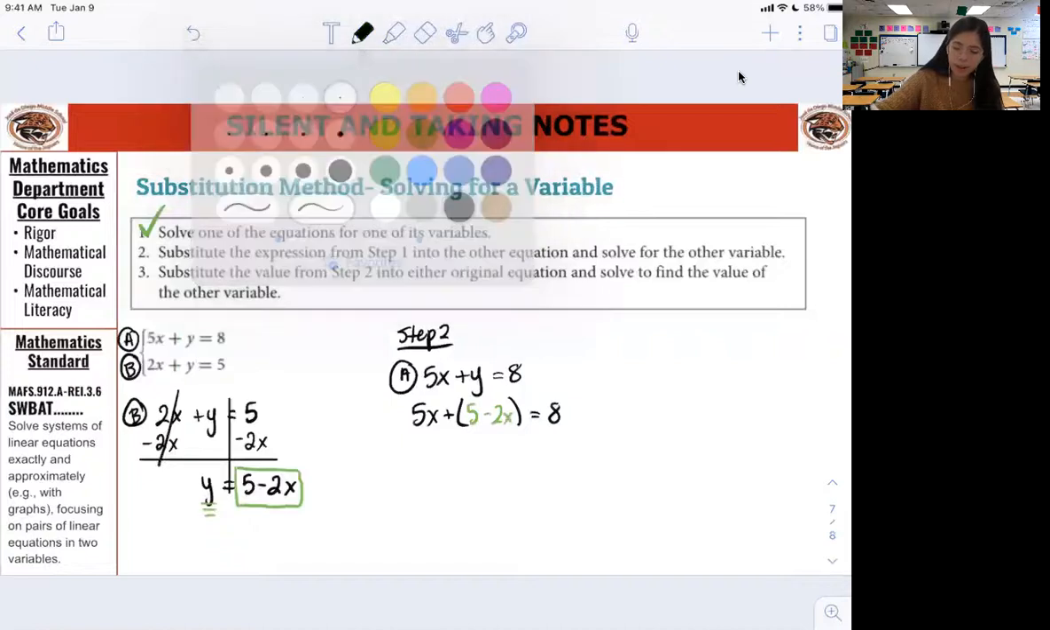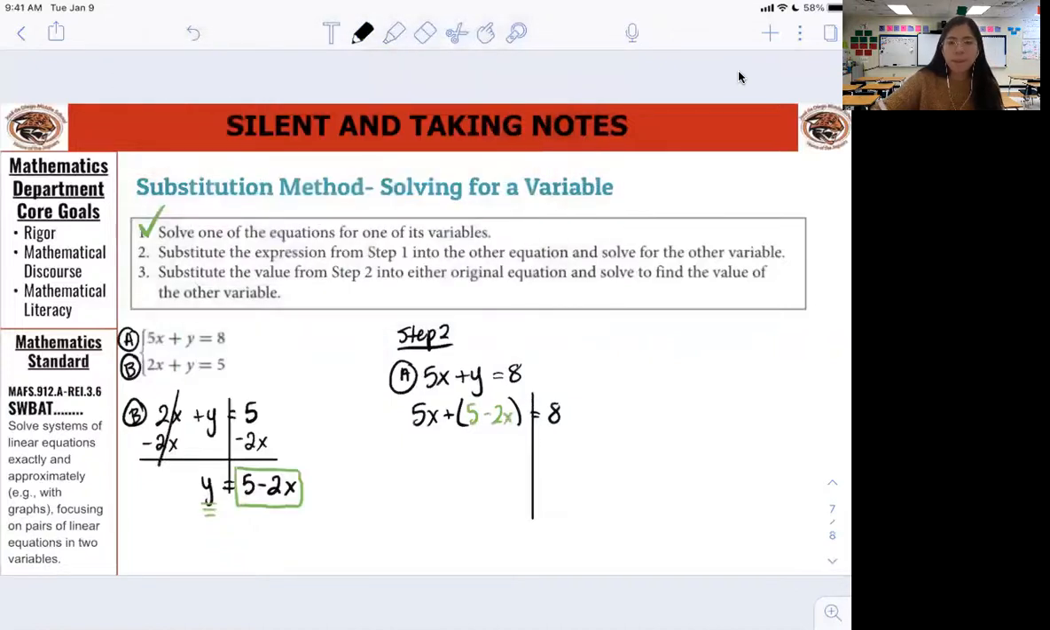Same as always, I go ahead and I solve. Now, this is kind of like the first problem we did together, where there's technically an invisible little 1 outside of the parentheses. But basically what happens is when you multiply anything times 1, you end up with the same answer. So I can basically get rid of my parentheses. I have 5x plus 5 minus 2x equals 8.